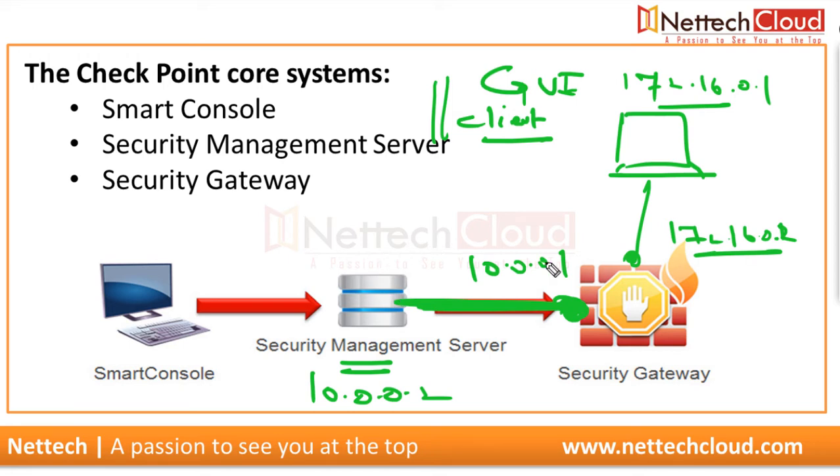So even if the GUI client is not directly connected to the same segment, the GUI client can still connect to the management server if there is IP reachability. Of course, IP reachability has to be there. If there is IP reachability, then the GUI client can connect to the management server. The firewall will allow this communication. So really, you don't need to care about it, right?